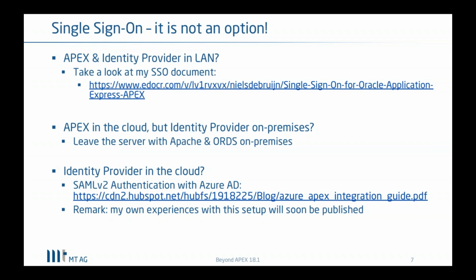But there are also two other scenarios you can have. It could be that you have Apex running in the cloud already, but your Active Directory as an identity provider is still on premises. In that case, you can leave Apache and RDS on site and then redirect to your cloud instance. That would also work. But it can also be the case, and I did this yesterday, that you have your identity provider in the cloud itself. This is more the case where you need to open up your Apex instance.